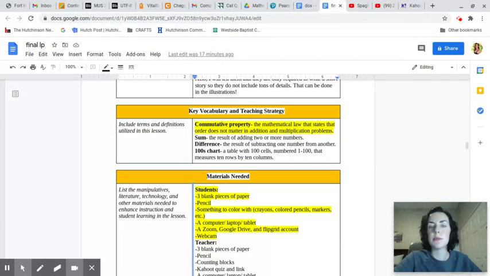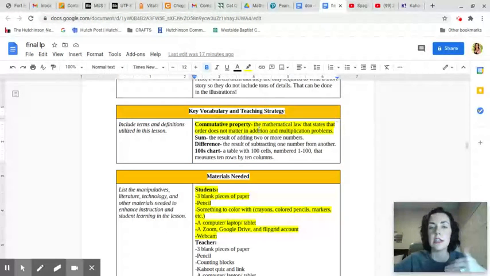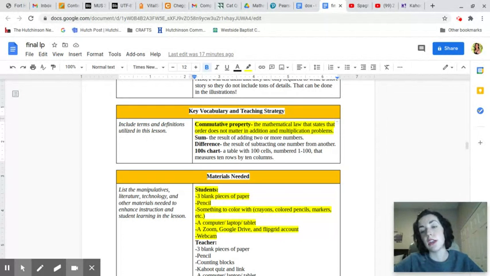Here we go. Just the property I would be discussing, the mathematical law that states that order does not matter in addition and multiplication problems. And again, I would have to stress that that's just in addition and multiplication and not in subtraction or division.